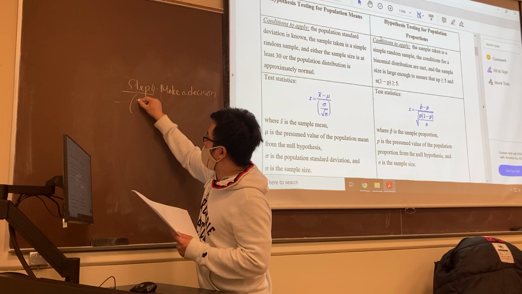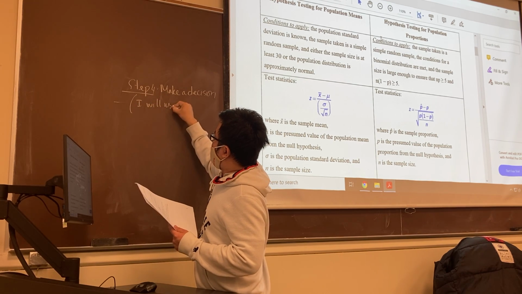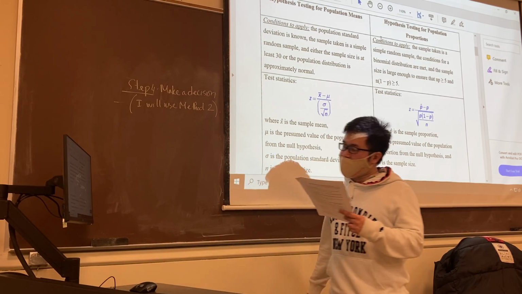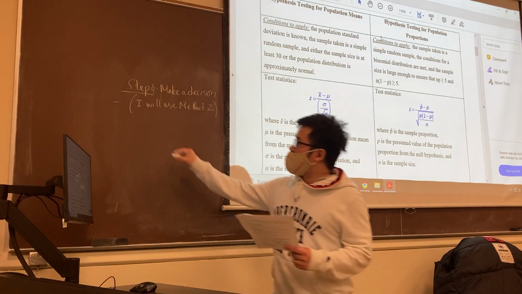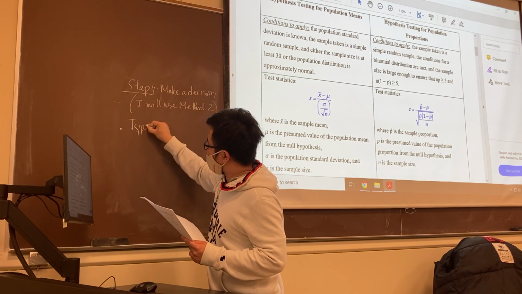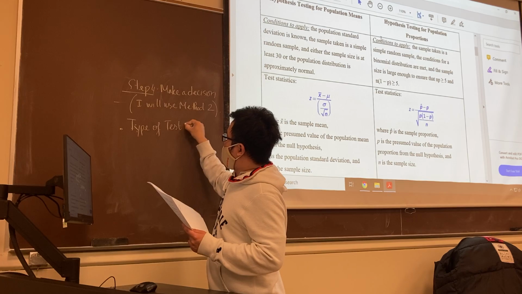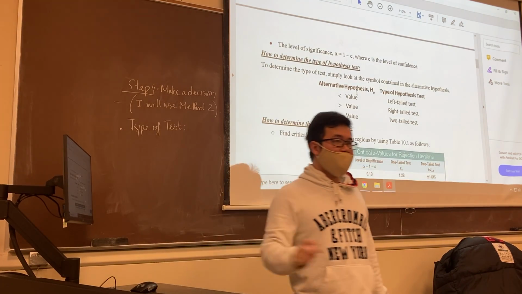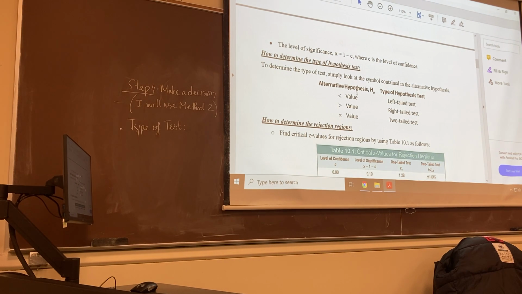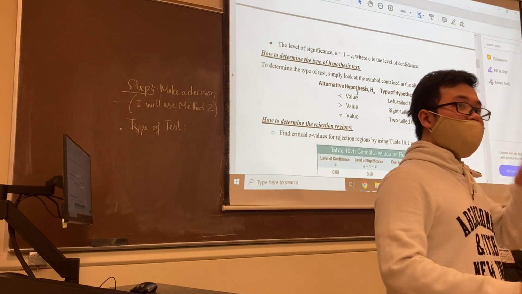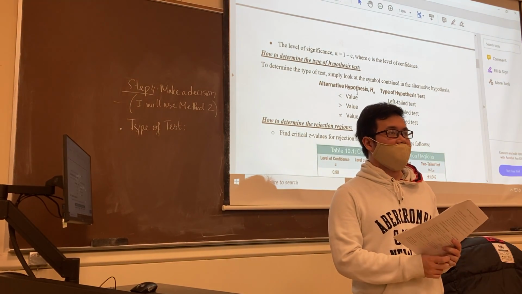Okay, I will use method 2, the p-value. The first thing we need is the type of test. Which type of test here? We have 3 types of tests. Which kind of test in this case? Left tail test, right tail test, or two tail test?